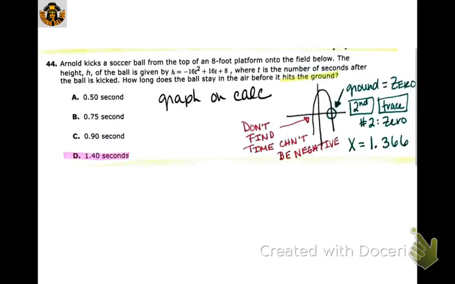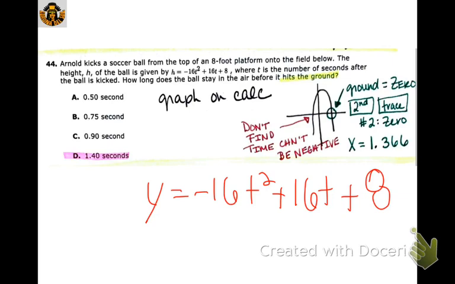This is a great calculator problem. So just graph y equals, this function here. And then make sure you know how to utilize your calculator, find a good window, and then just look to see where it crosses the x-axis using the second trace, which is calculating the 0. You'll get that answer, and just round it.